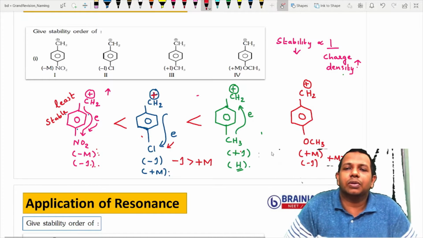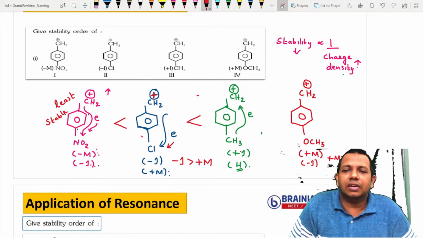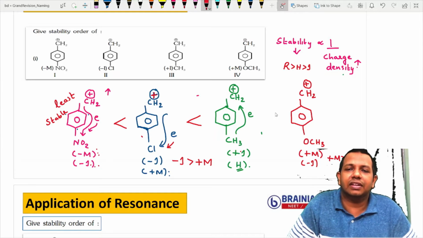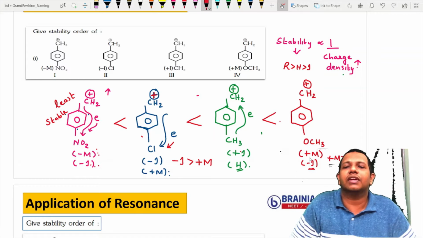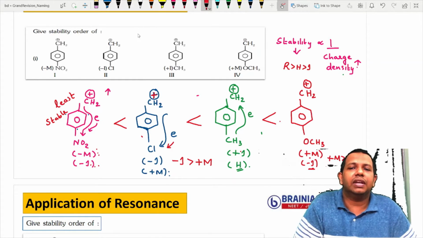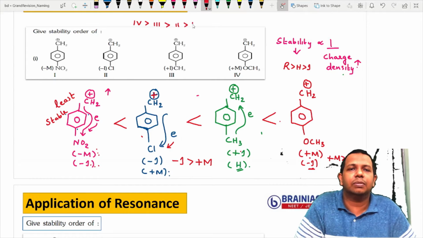Okay. So here you can ask me one question. Here plus M is dominating. We know that resonance is more stable than hyperconjugation, which is more stable than inductive effect. That is the reason this becomes more stable than this one, even though there is a minus I effect, because here plus M is a more dominant effect. So the answer should be which one? We can say the stability order will be: the fourth one is more stable than the third one, which is more stable than the second one, which is more stable than the first one. This will be the correct order.